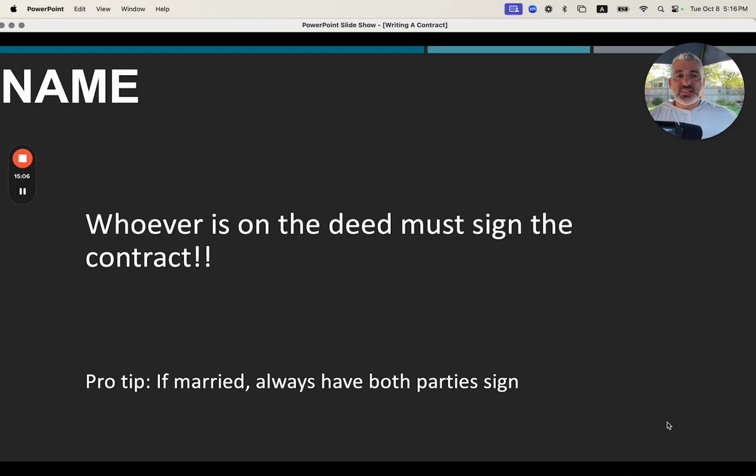So, name again. Let's hit that a second ago. Name, guys, it's really important. Make sure whoever's name is on the deed signs the contract, signs the paperwork. Okay, make sure everybody does. And listen, if you're doing an estate deal where there's siblings or this and that, get everybody to sign. Get every sibling to sign the paperwork. And if they're married, get both husband and wife to sign the paperwork. Some states require that, some states don't. It's just good habit.